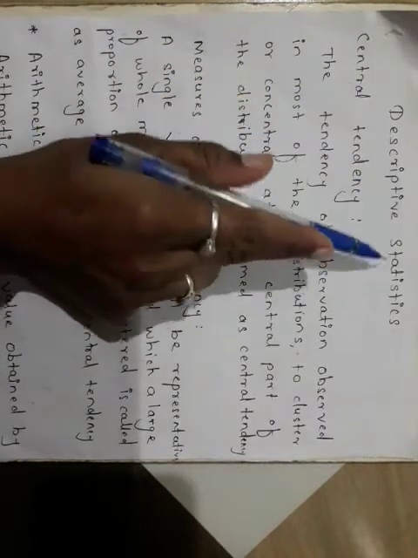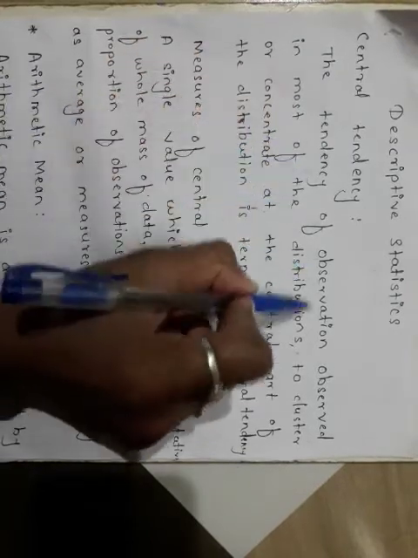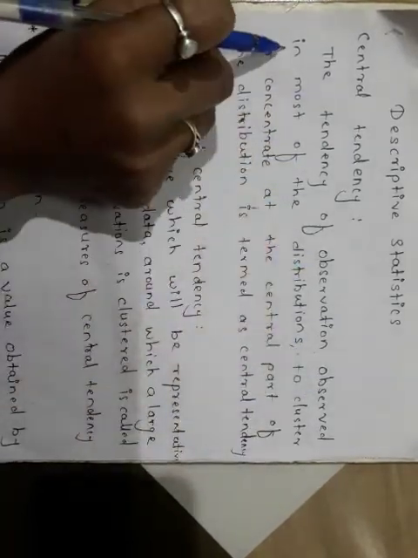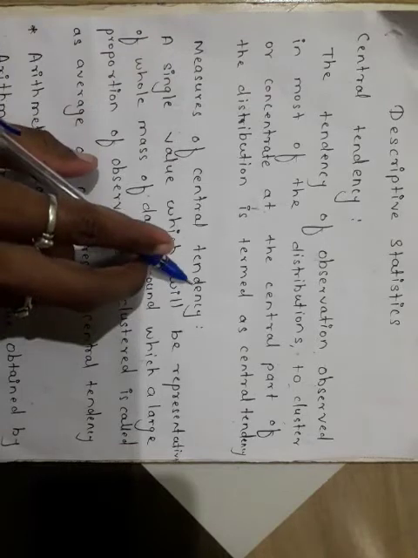Our next chapter is descriptive statistics. First, central tendency. The tendency of observations in most distributions to cluster or concentrate at the central part of the distribution is termed central tendency. Next, measures of central tendency.